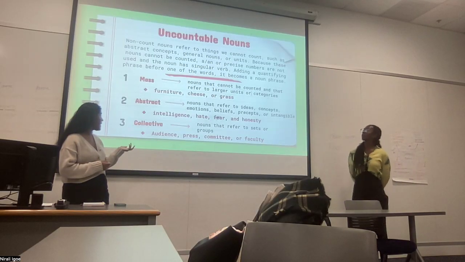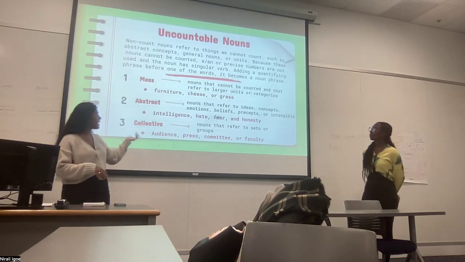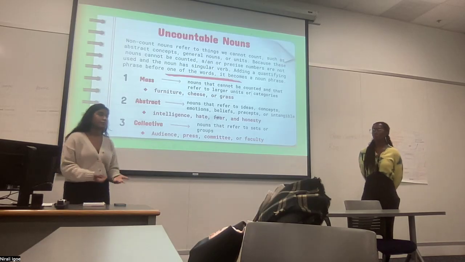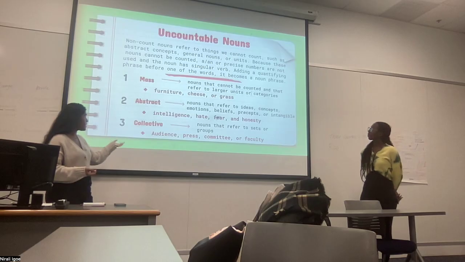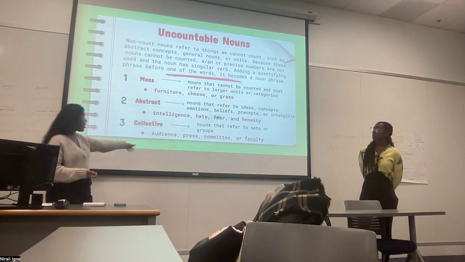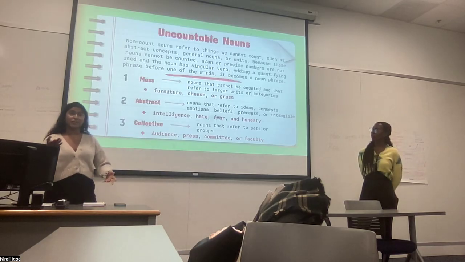Next, we have abstract nouns. These are nouns that refer to ideas and concepts such as intelligence or hate. Obviously, they're intangible, we can't touch them. And then lastly, we have collective nouns. Nouns that refer to sets or groups. We have audience, press, committee, or faculty, as Professor Dung said earlier.